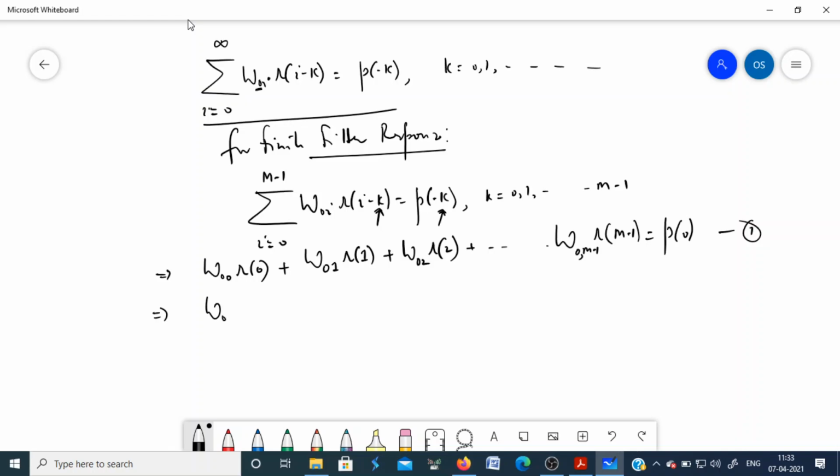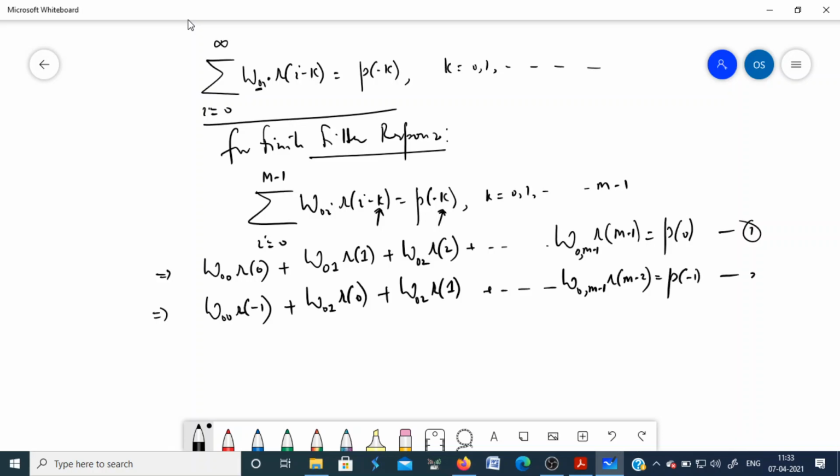So you will again get W00 R of, now this will be k is 1, i is 0, you will get R of minus 1. Then plus W01 R of 0, plus W02 R of 1, and so on, W0(M minus 1) R of, you will get now minus 2, because k is now 1, k is 1 and i is M minus 1, so it will become M minus 2, is equal to P of minus 1, and similarly so on.